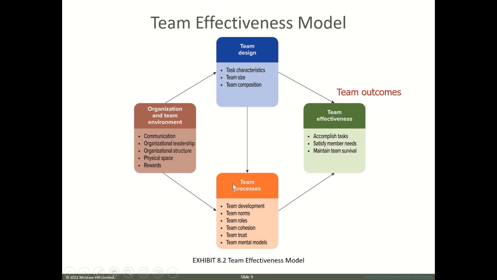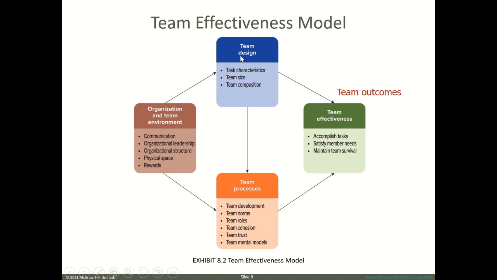Now we have the organization, teams and environment, and team design. If we talk about how the team can be designed and what things need to be considered, what are the task characteristics, like if the task needs to be completed on time, right? What are the task features, and what is the team size and the team composition, what are the members, what kind of skills are required. That will be considered at the time of team design.